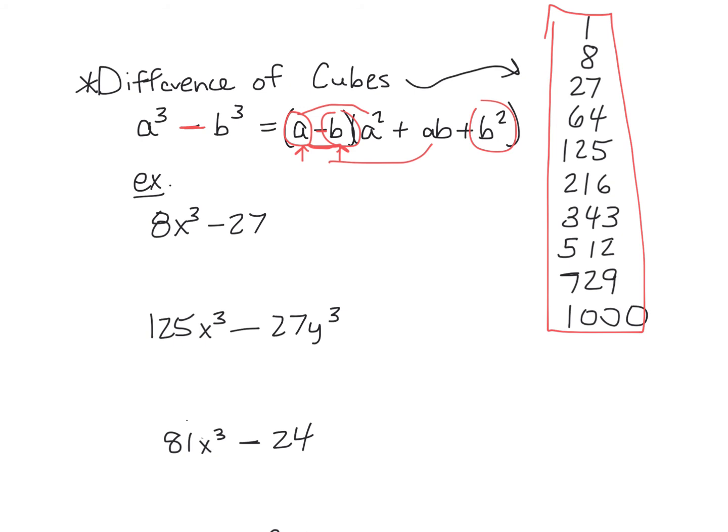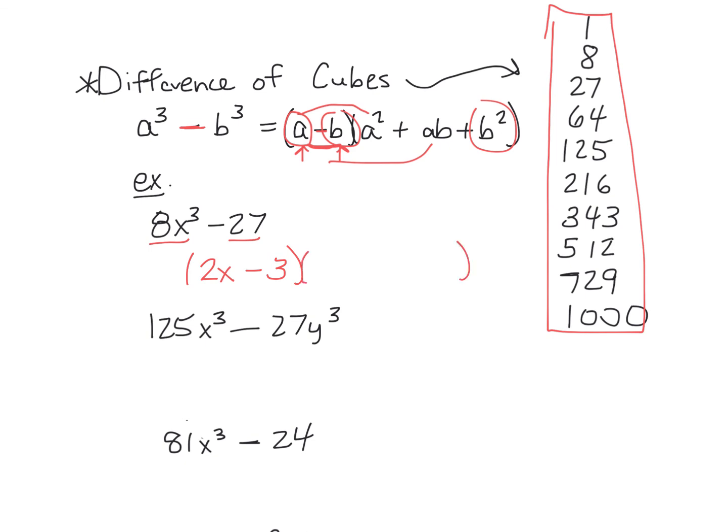So for example, 8x cubed minus 27. I recognize this as a perfect cube and this. So my first factor would be 2x, because 2 cubed is 8, and x cubed is x cubed, minus 3, because 3 cubed is 27.